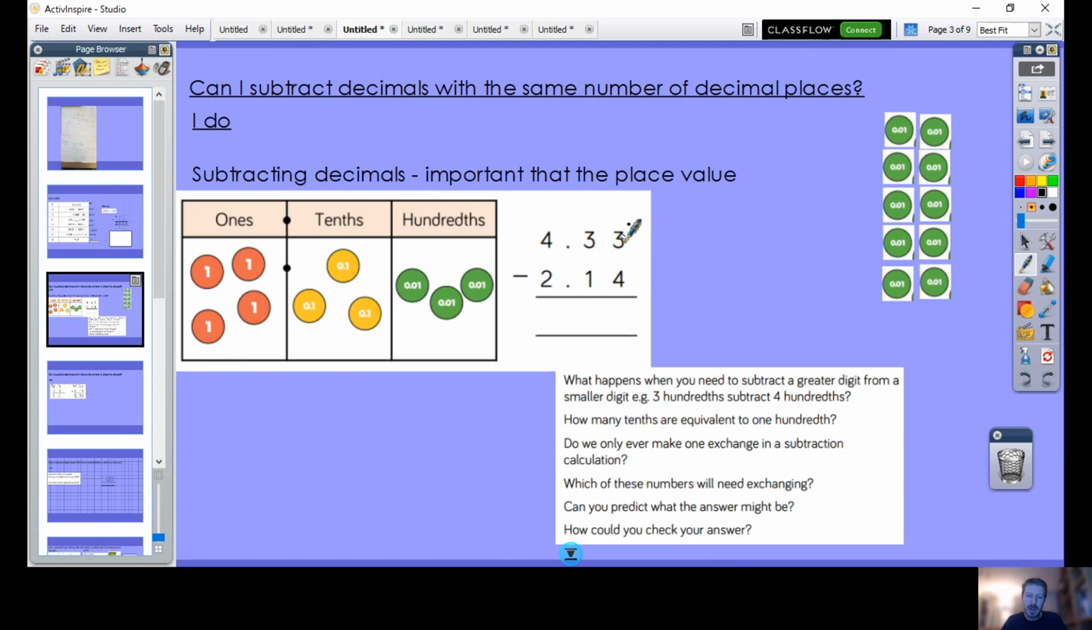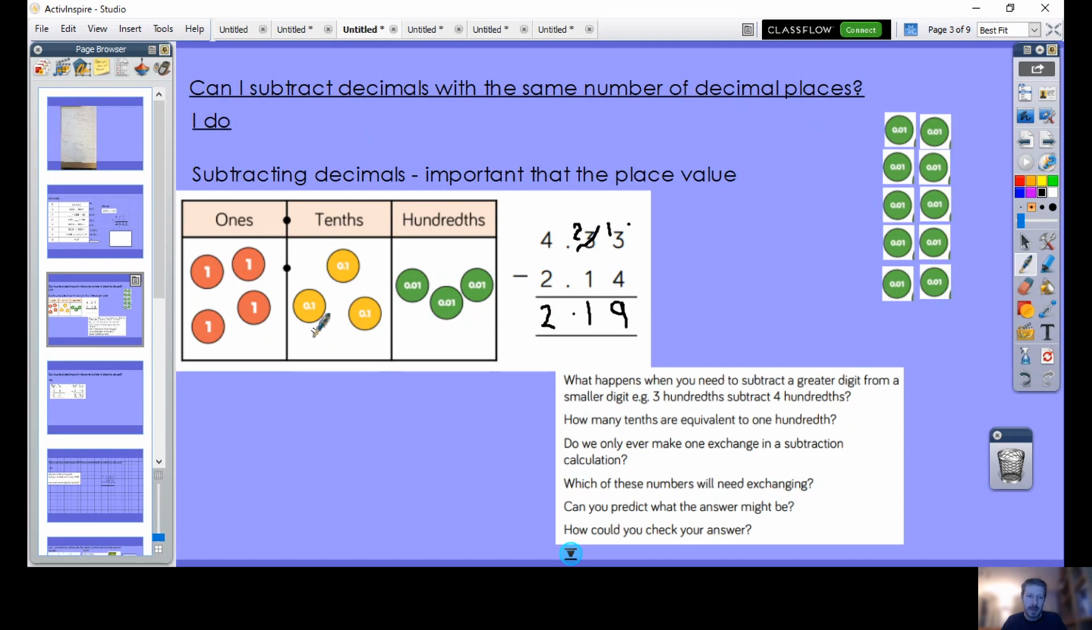So if I start with 3 hundredths, take away 4 hundredths, I can't do that. I'm going to need to exchange from the tenths. So I'm going to exchange one of those tenths for 10 hundredths. So if I exchange it for 10 hundredths plus the 3 hundredths means I've got 13 hundredths over here now. So 13 hundredths, take away 4 hundredths, and I've got 9 hundredths. 2 tenths, take away 1 tenth, and I've got 1 tenth. Decimal point, 4 take away 2 is 2.